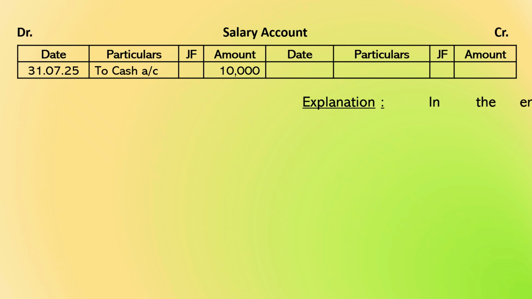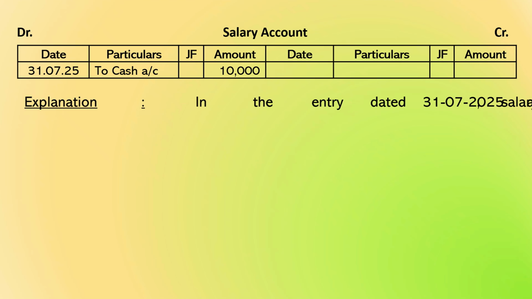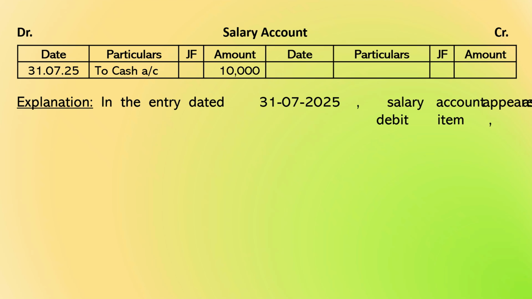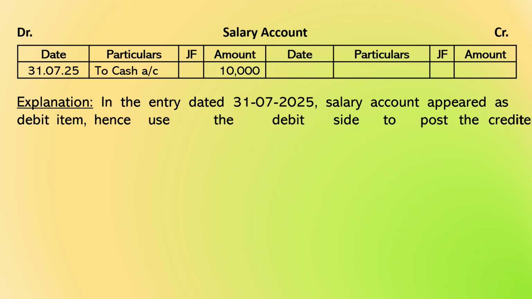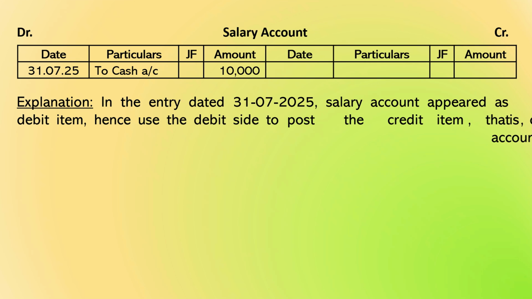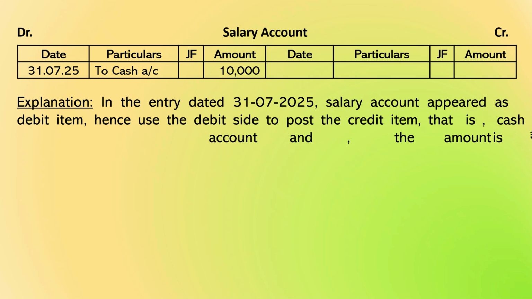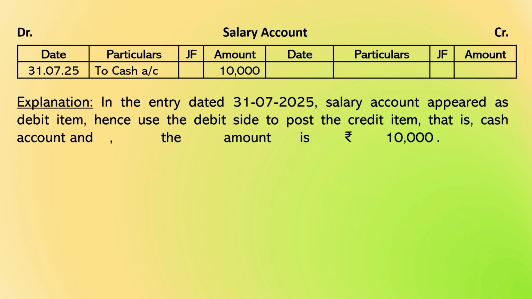Explanation: in the entry dated 31st July 2025, salary account appeared as debit item, hence use the debit side to post the credit item, that is, cash account, and the amount is 10,000 rupees.